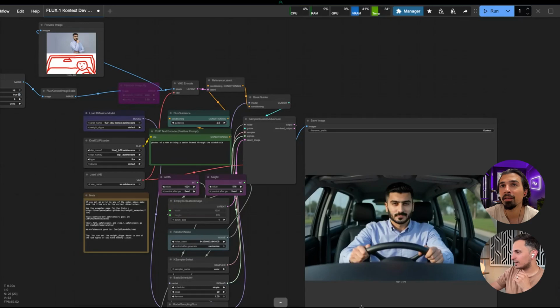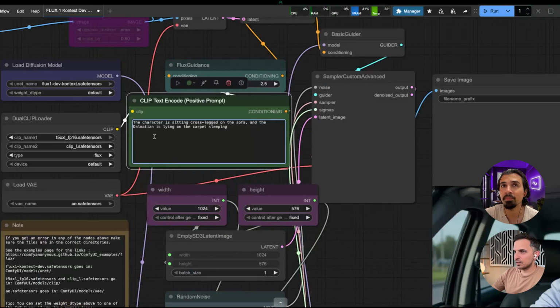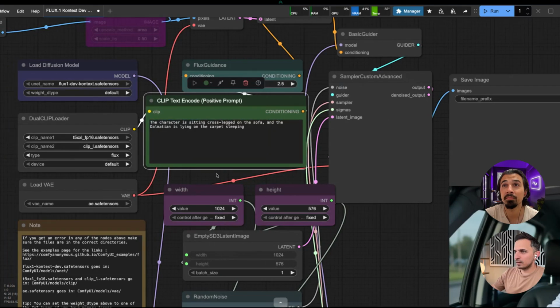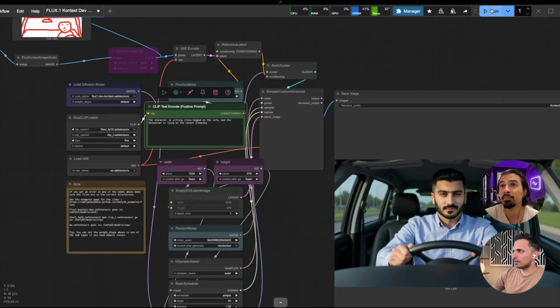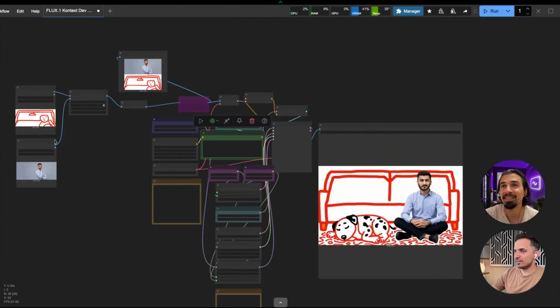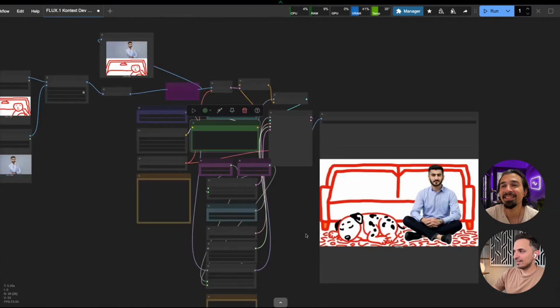I did try, let me try one more prompt. That was just kind of funny. Let me just see if I can find it. Okay, this prompt actually has nothing to do with this image, but it's like the character is sitting cross-legged on the sofa. And I just found out that it gave some funny results. Kind of gives you an idea of what this thing's trying to do. See, they just took this style from that and then attached this person in here.